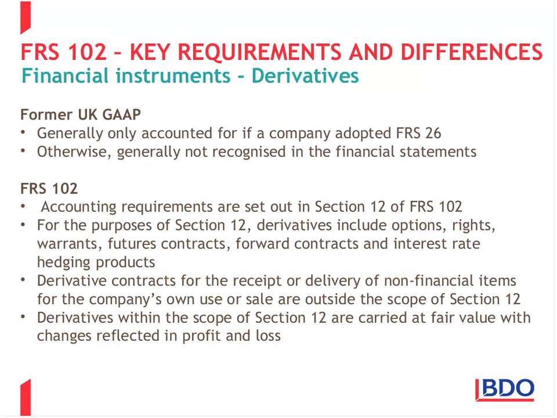Let's move on to derivatives. This is an area which we'll look at in detail when we come to look at the tax implications. Under old UK GAAP, most SME businesses tended not to recognise the value of derivatives on the balance sheet or in the financial statements until a cost was actually incurred. Under FRS 102, derivatives have to be fair valued. Okay? So derivatives include options, rights, warrants, futures contracts, forwards contracts, and interest rate hedging products.